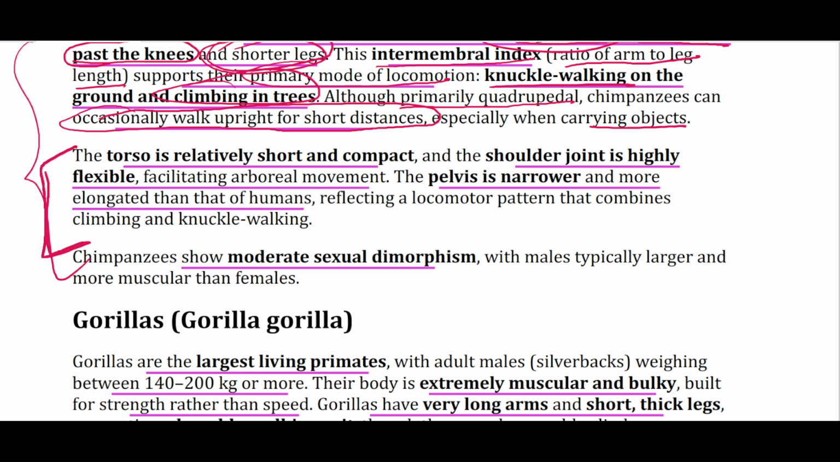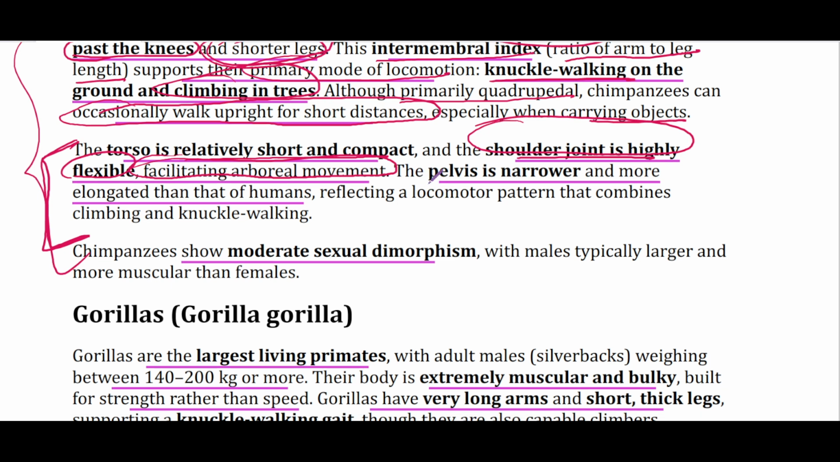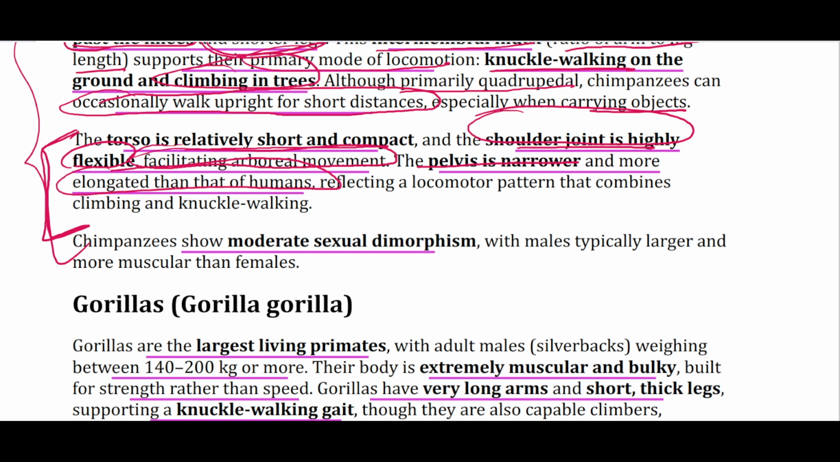Then their torso, which means the upper body, is relatively short and compact. And they have shoulder joints that are highly flexible, which is especially important for arboreal movement because when you hang and leap from one branch to another, this shoulder dexterity is essentially important. Then they have a narrow pelvis, and this pelvis is more elongated than that of humans. So this narrow and elongated pelvis reflects a locomotor pattern which combines climbing and knuckle walking.